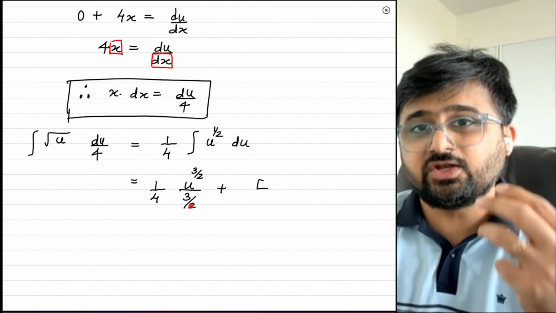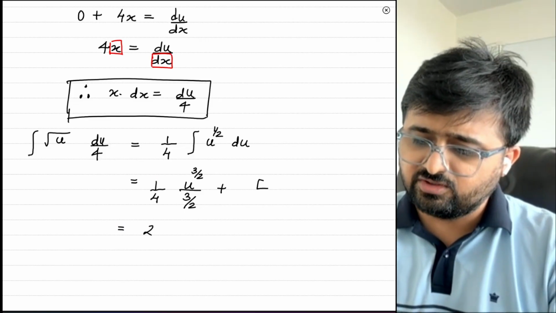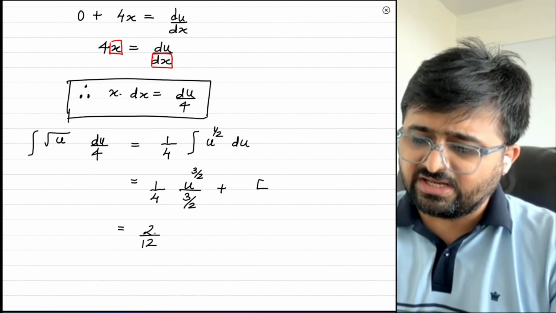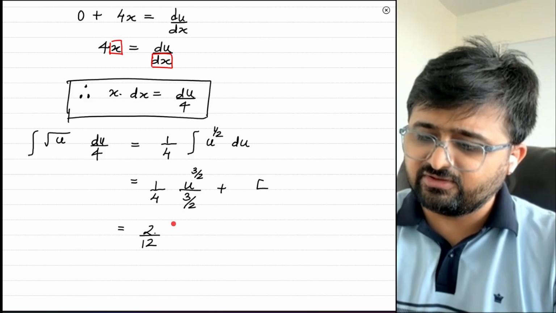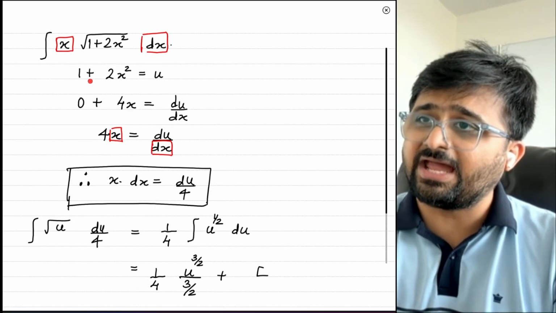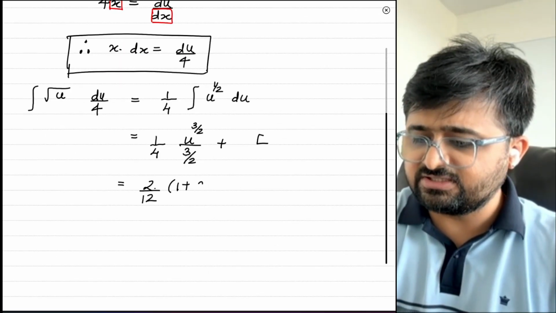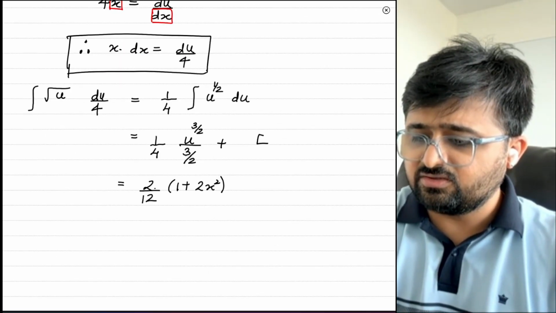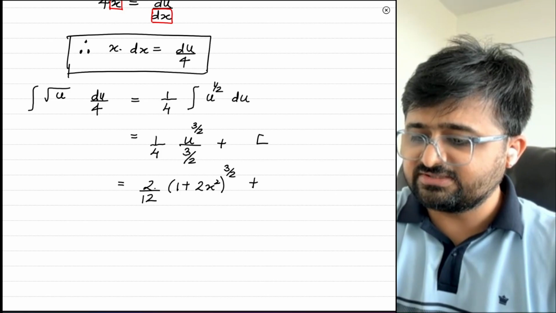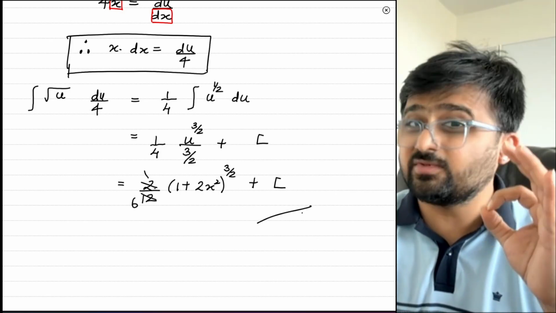This 2 is in denominators. Denominator can go in the numerator. So that will become 2 divided by 12. Okay, that 4 times 3 is 12. And u is nothing but 1 plus 2x square. We can convert it back to the x world. So that u we can write it as 1 plus 2x square to the power 3 by 2 plus constant of integration c, and this is nothing but 1 by 6, and that's nothing but your final result.